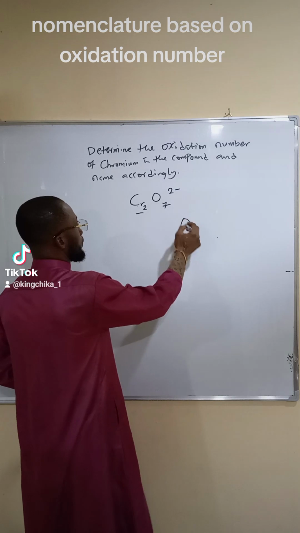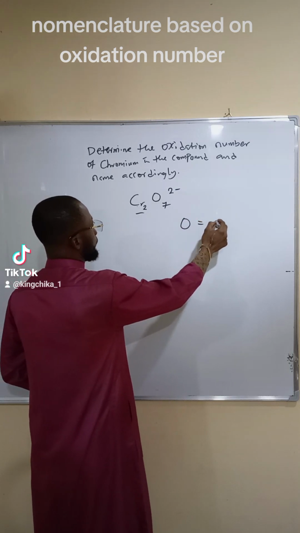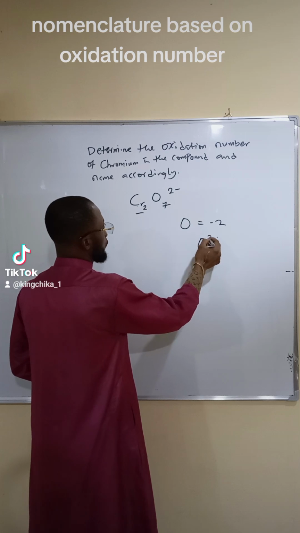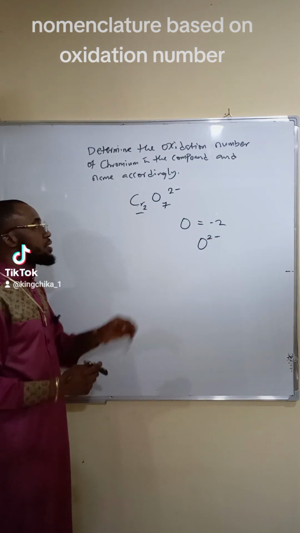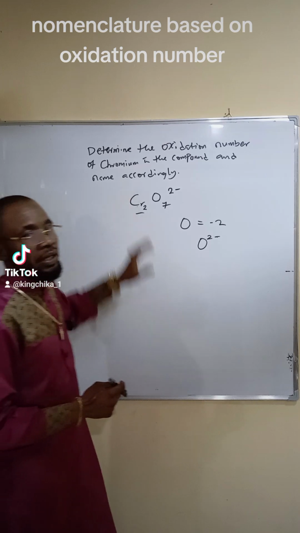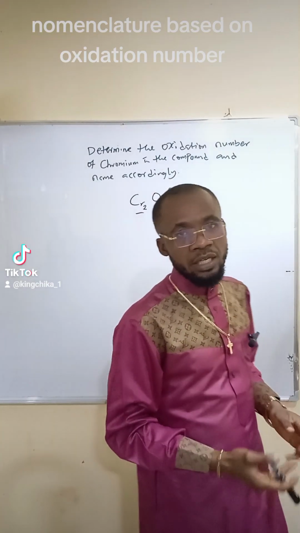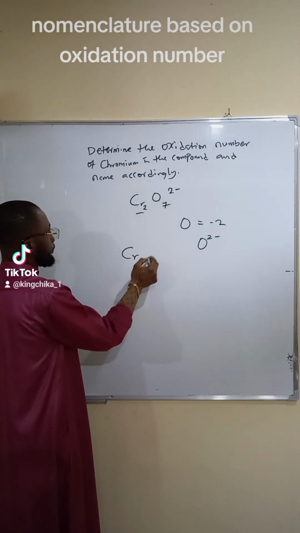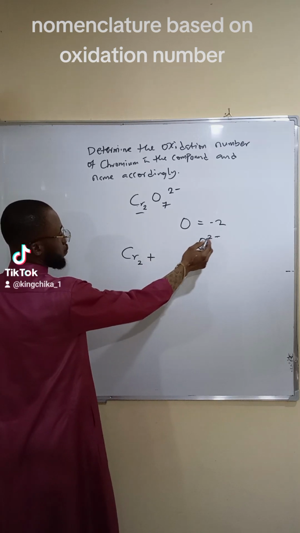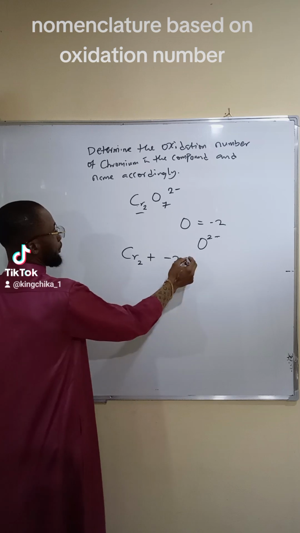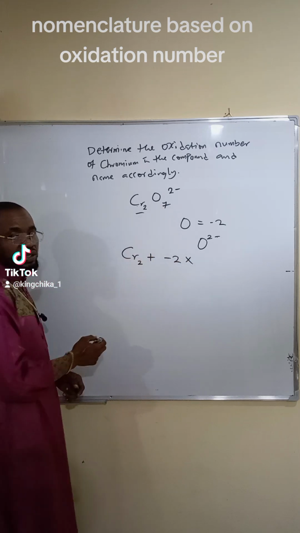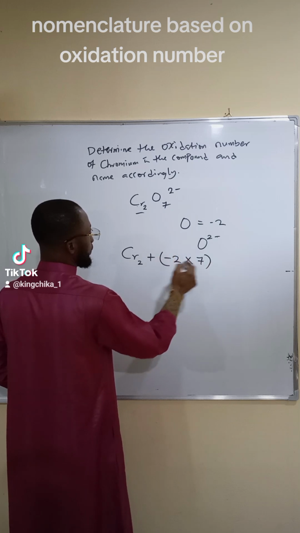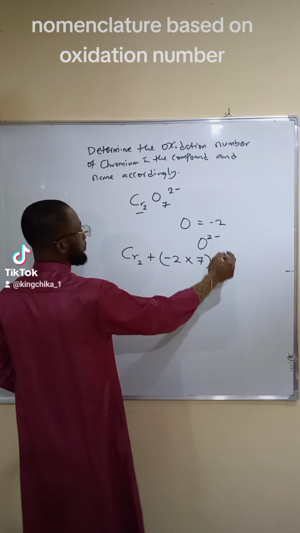So oxygen is -2. Or better still, O as -2. Then chromium is assumed to be unknown, and finding the oxidation number will lead us to naming the compound. So we have chromium plus oxygen is -2, -2 multiplied by how many oxygen? We have 7 oxygen atoms. So multiplied by 7 equals to the charge -2.